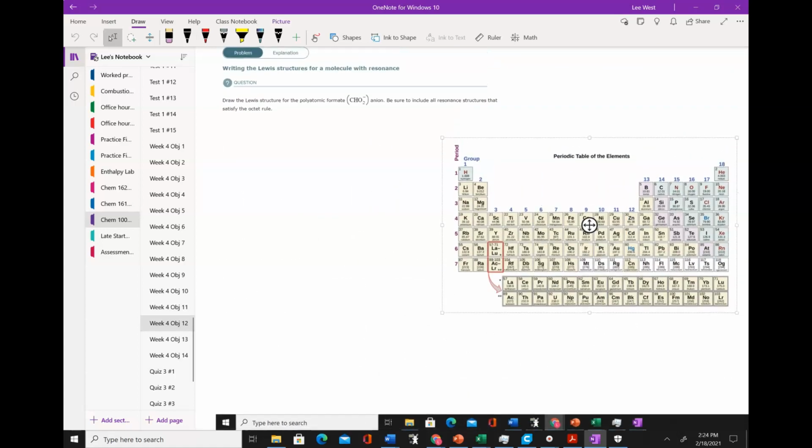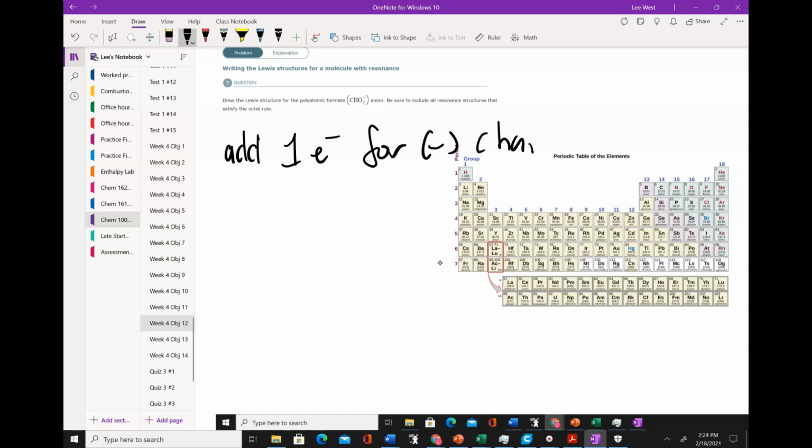Now we have to do the full deal of drawing a Lewis structure, and we're also asked to include any resonance structures. The first thing I see is that it's an anion, so I'm going to have to add electrons equal to the charge. Always add 1 electron for every negative charge when you're calculating the number of valence electrons.